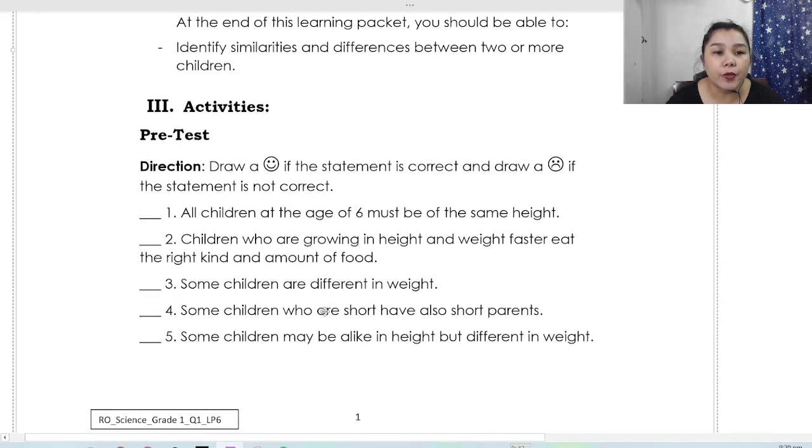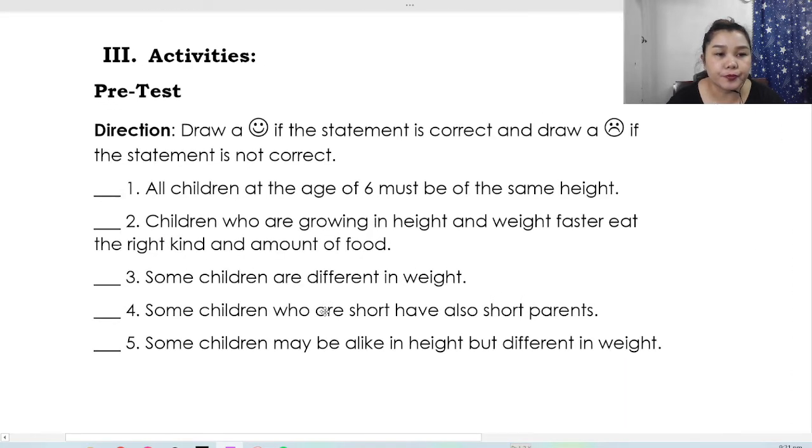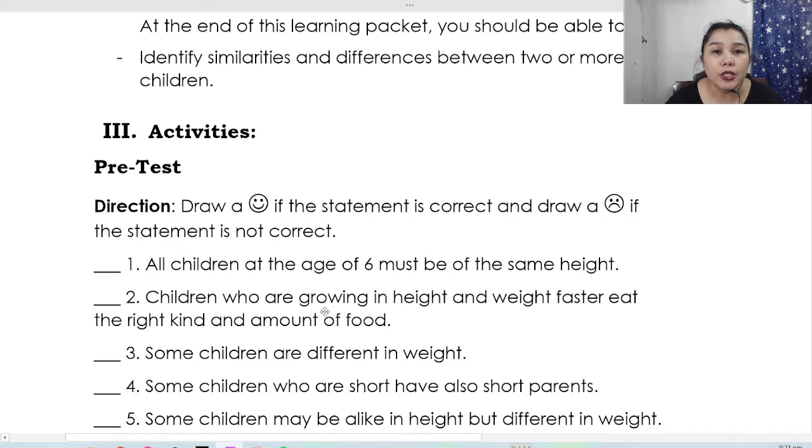Let's begin with the pretest. Direction: draw a happy face if the statement is correct and draw a sad face if the statement is not correct. Number 1, all children at the age of 6 must be of the same height.